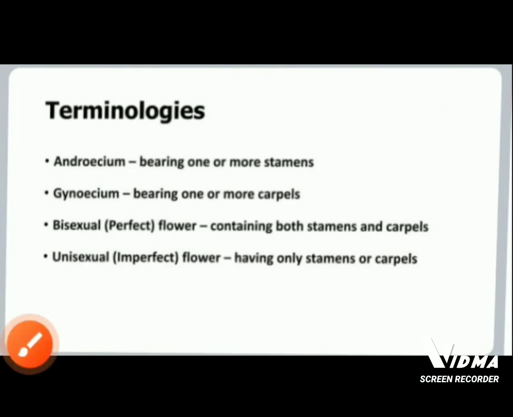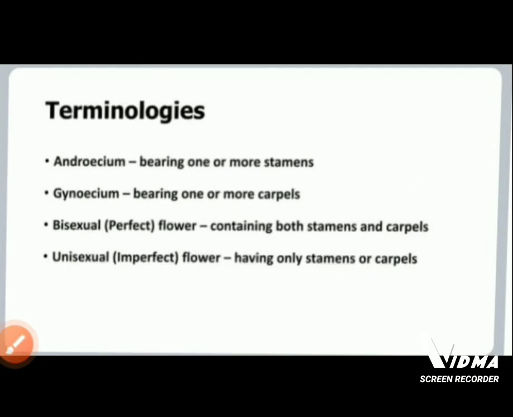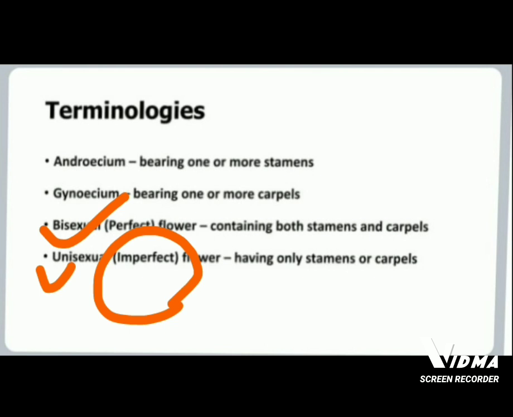Terminologies are the most important part of the plant. The androecium bearing one or more stamens, the gynoecium bearing one or more carpels, and the bisexual perfect flower containing both stamens and carpels. So in the angiosperm the flowers are bisexual and unisexual. In the unisexual imperfect flower, the stamens and carpels are present on different plants. In the bisexual perfect flower, both stamens and carpels are present in the same plant.